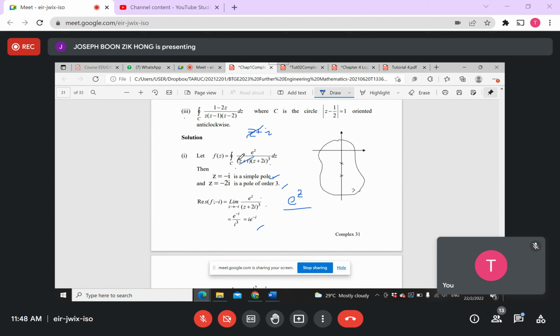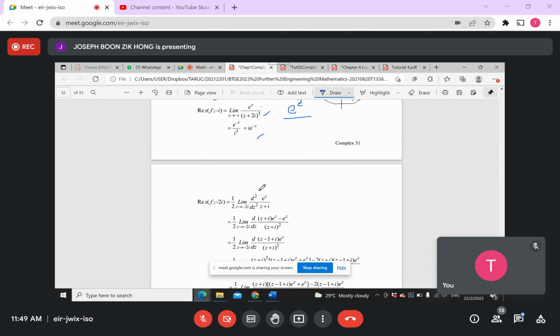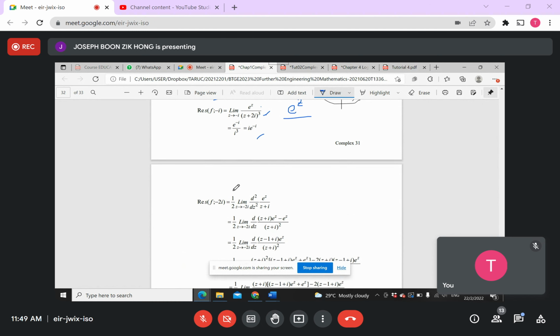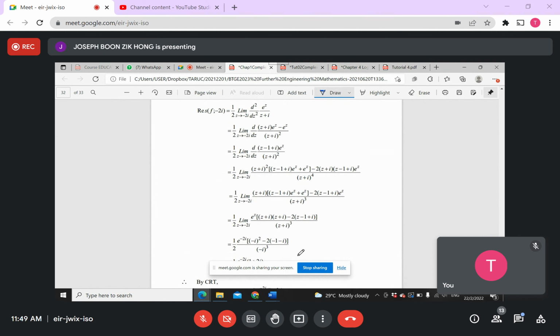It depends on what your g(z) is. If your g(z) is difficult to differentiate, then you use this formula. If your g(z) is easier to differentiate, then you can use h(z) divided by g prime(z). Up to you. But this is only for z minus negative i. You still have to find it for z equal to negative 2i. For the order 3 pole, you have no choice, you have to differentiate 2 times, and your m now is 2. So 3 minus 1, I get 2. So you differentiate 2 times and then you get the answer here.